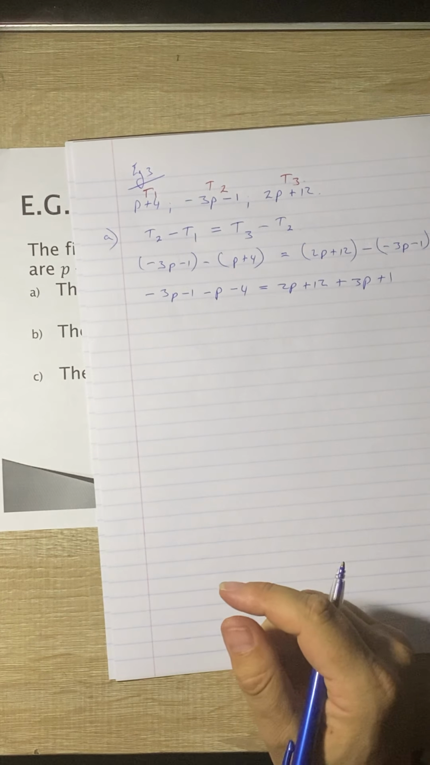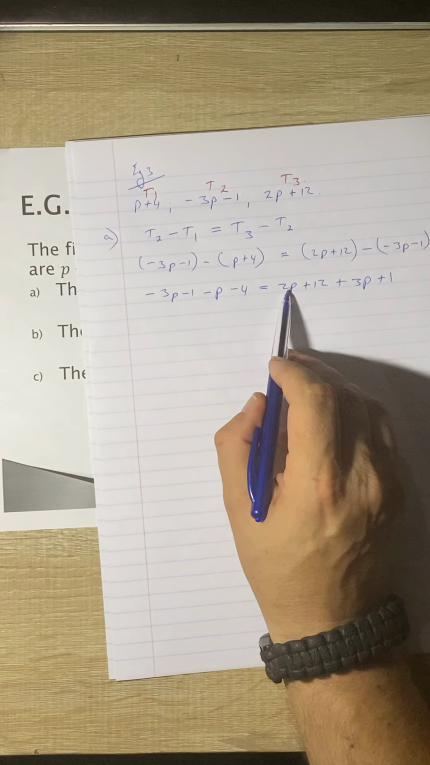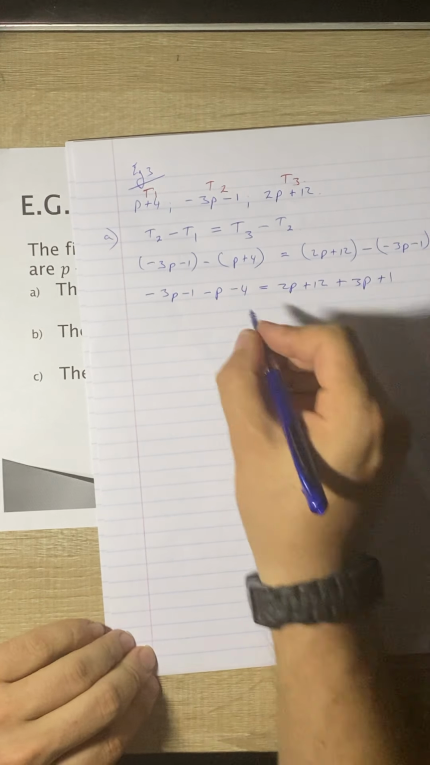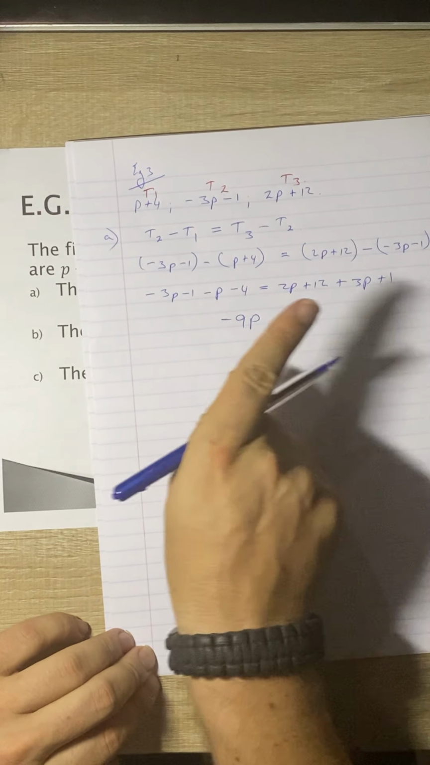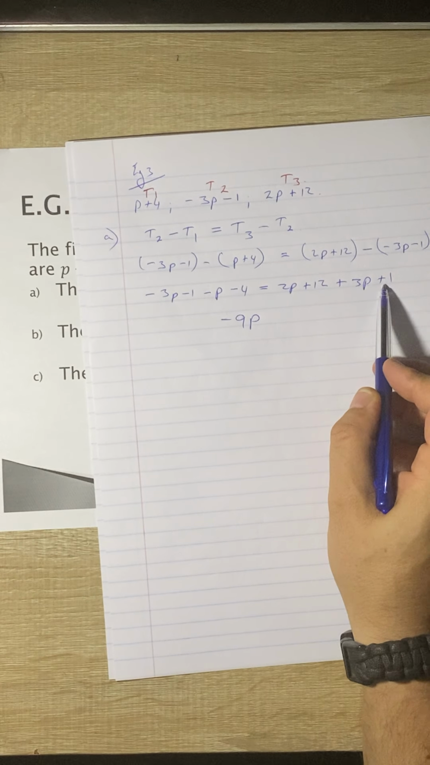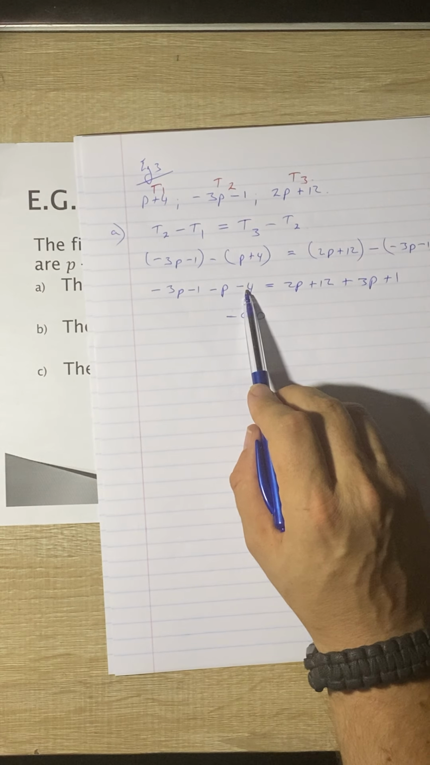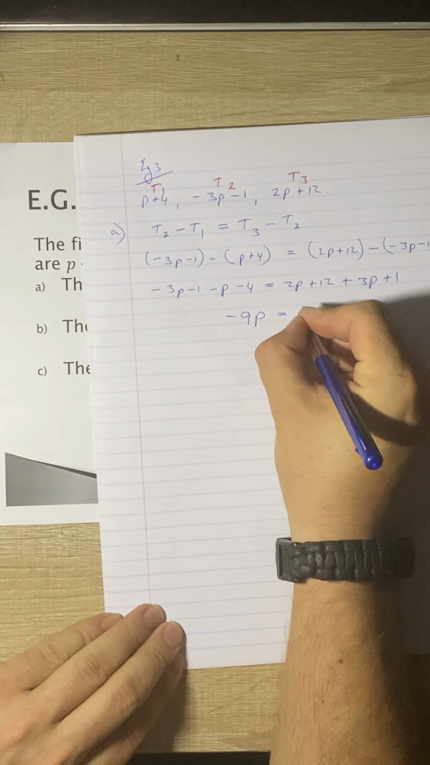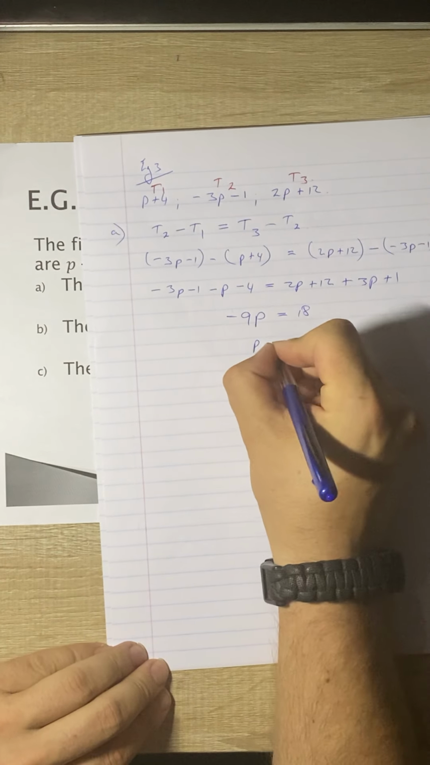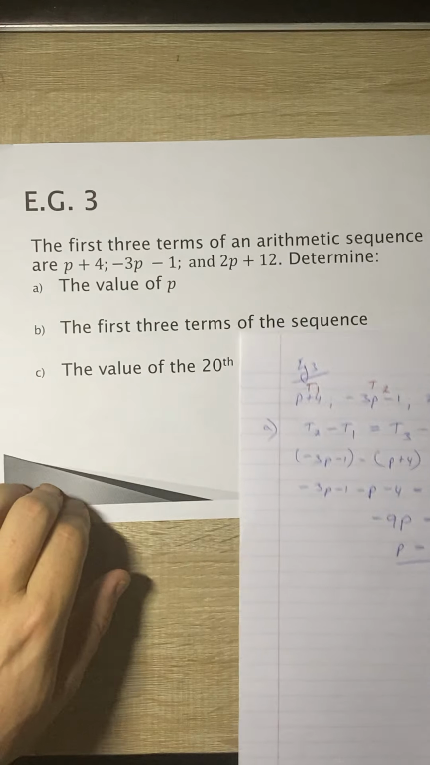Okay, so I'm going to take all the p's to this side here. So we get minus 3, minus 1, minus 2, minus 3. And we get minus 9p. I'm going to take the numbers to this side, so we get 12 plus 1 plus 1 plus 4. And we get 18. Divide through by minus 9, and we get p is equal to minus 2. Okay. So the value of p we've got.